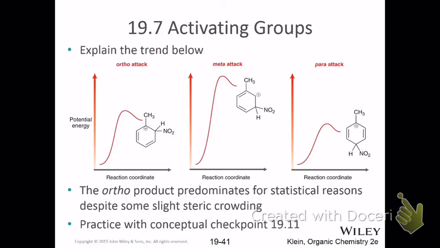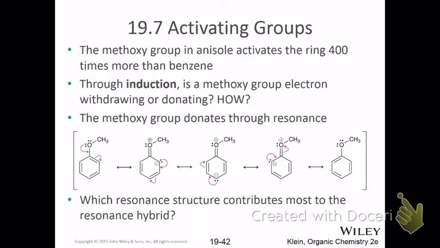But here's the thing. If you make it just a little bit bigger, this will be predominantly para. The substituent, the electron donating group on the ring, if you make it slightly bigger, even though it's ortho-para directing, the sterics becomes a big enough factor that it pushes it into the para position.